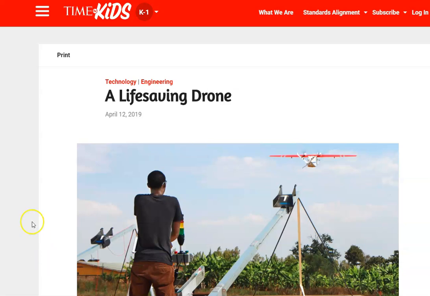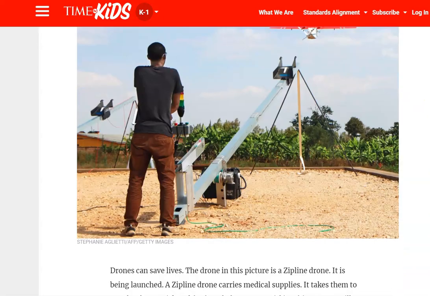This article, called A Life-Saving Drone, caught my attention because it made me wonder how a drone can save lives. Let's read to see what the author thinks about drones.